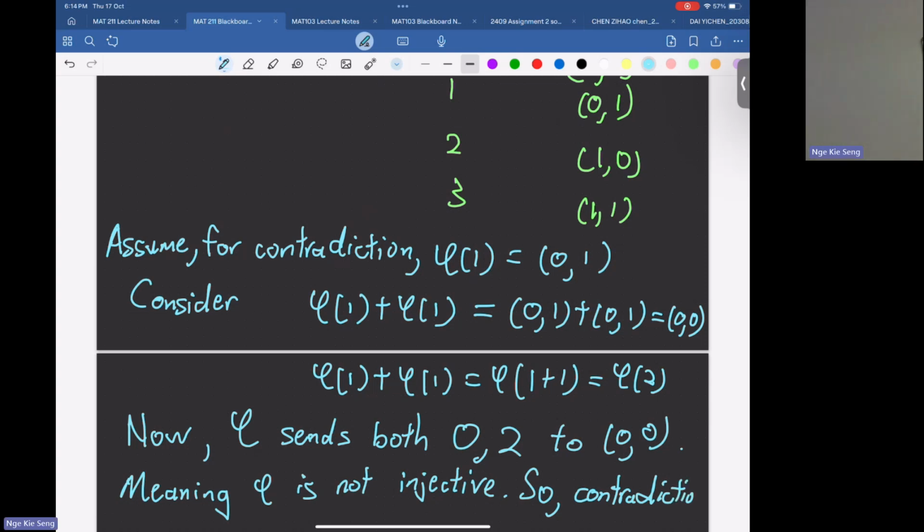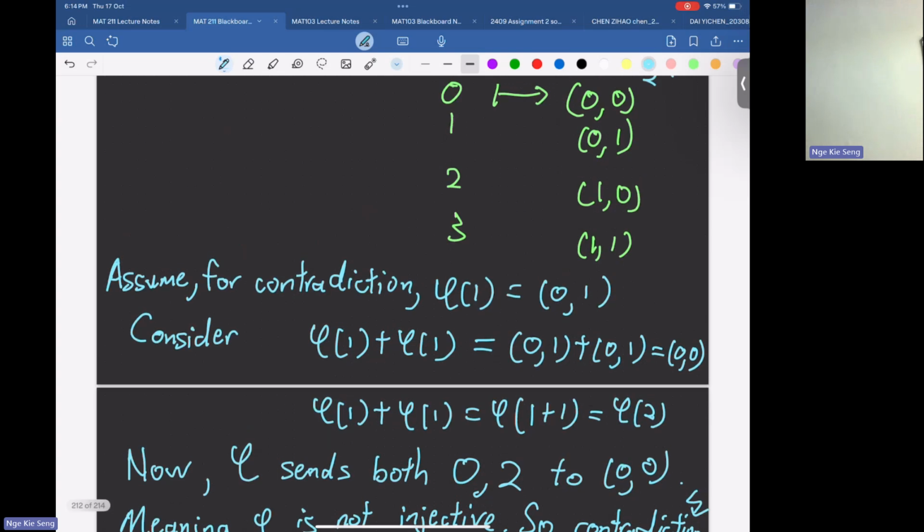And by the way, this is shorthand. Don't write like this in your assignment. So we reach a contradiction. Fill in the blank. Okay, so there's a contradiction. So we cannot send 1 to (0,1). Then we try sending it to (1,0).